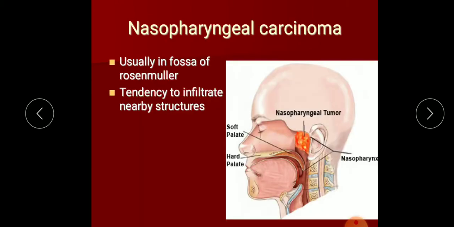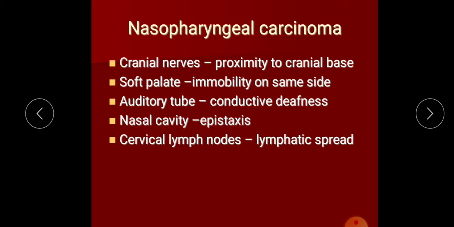Second one is nasopharyngeal carcinoma. This nasopharyngeal carcinoma is very common in the fossa of Rosenmuller. What was that fossa of Rosenmuller? Do you remember that? That was an area which you find just lying behind the tubal elevation. Okay. And one peculiarity of this tumor is that the tumor there will infiltrate the nearby structures. If it infiltrates the nearby cranial nerves, it will produce its effect. Why? Because of its proximity to cranial base.